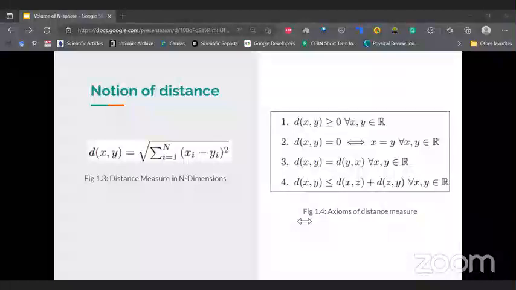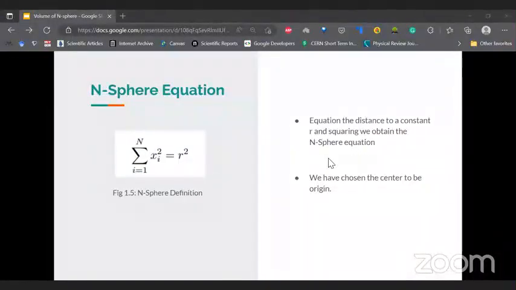This includes some basic properties we would like our distance measure to respect. For example, the fact that the distance between 2 points has to always be greater than or equal to 0. Then the fact that the distance between 2 points is 0 if and only if both are the same and identical points. Suffice it to say that this does respect all of the axioms. So we can use this as a valid notion of distance. If we just equate it to a constant and square it, we can obtain a definition for the n-sphere as shown in figure 1.5.